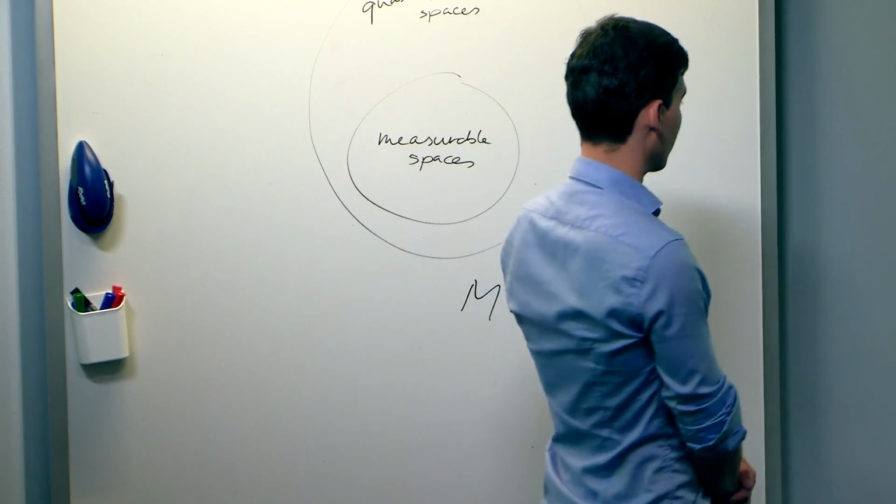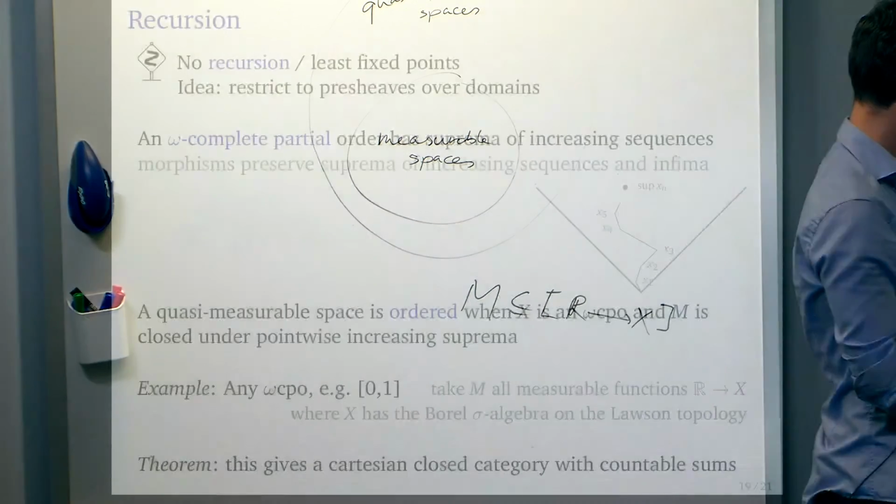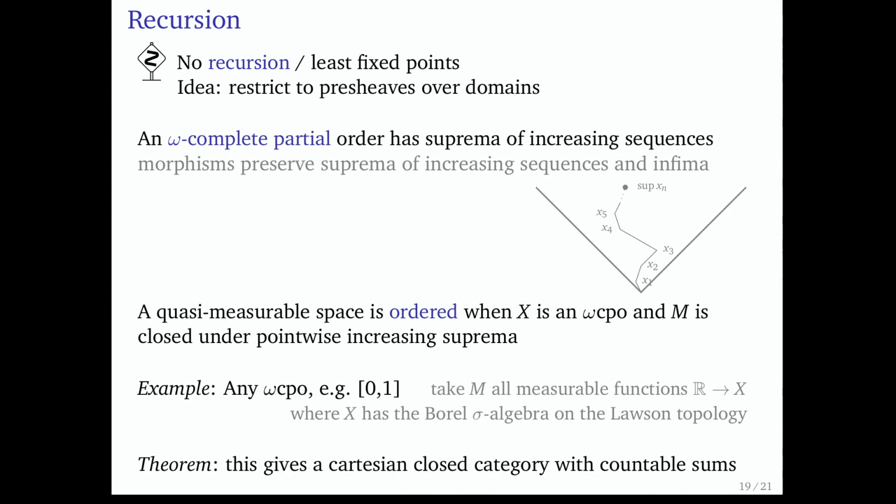And a funny thing is that any domain, any omega CPO whatsoever, for example the unit interval, will be an example of this, if you take the right sigma algebra on it. And again, this gives the right type of category for me to interpret my language in. It's a Cartesian closed category with countable sums.